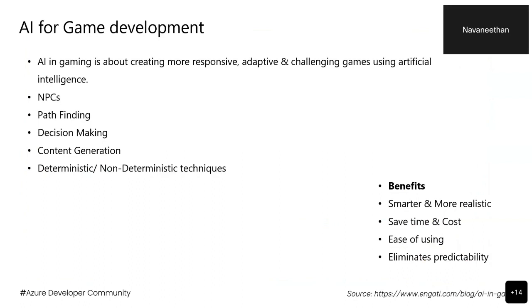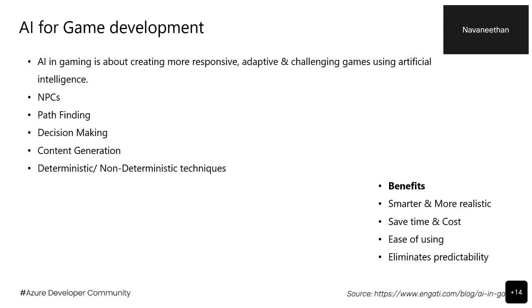When we are using AI, we can create more responsive games. Say, for example, if some event is happening, what has to be done next? That is the way they develop games. For example, a rule-based game: if this is happening, do that; if this is not happening, do that. In that way they will do it.